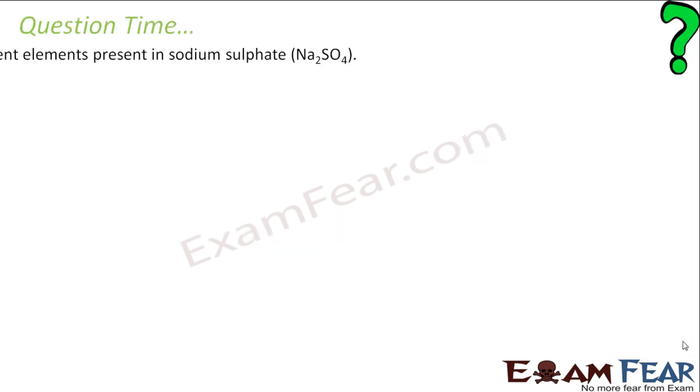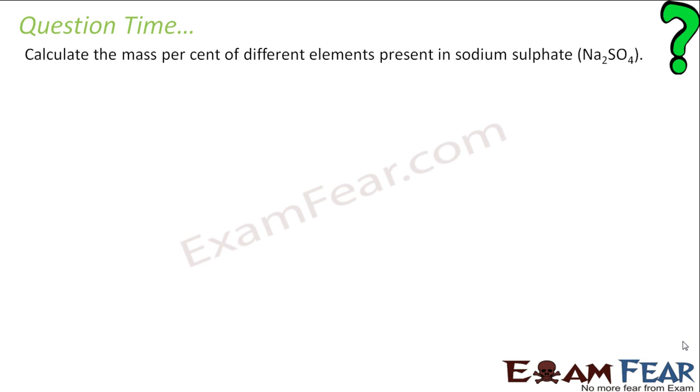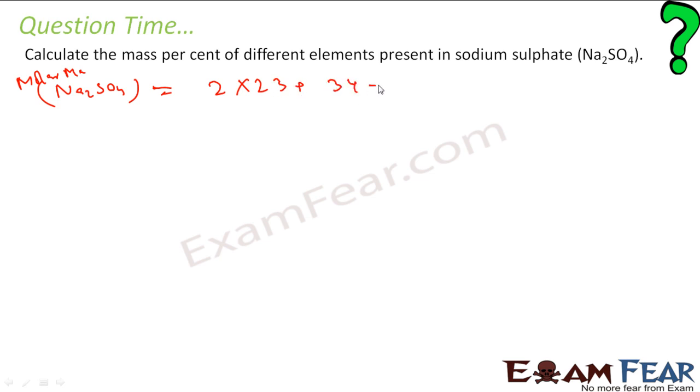Correct. Let's have some question time. We have to find the mass percent of different elements present in Na2SO4. So the first thing we should do is find the molar mass of Na2SO4. Sodium is 2 into 23, plus there is 1 sulfur, 34, 4 oxygen, 4 into 16. This is 142 grams. The molar mass of this is 142 grams. So if we take 142 gram of Na2SO4, right?